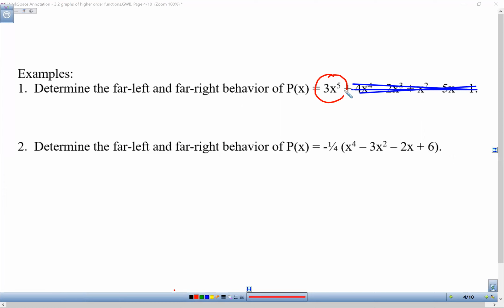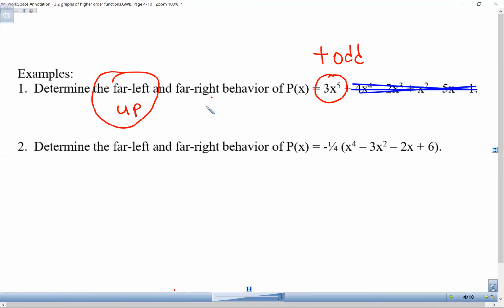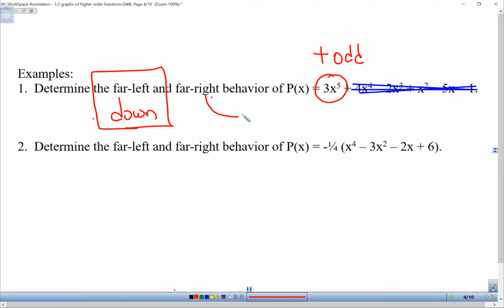So 3x to the fifth, this is positive, and the exponent is odd. So the far left is going to go up. The far right is going to go, I'm sorry, I got this all backwards. The far left is going to go down. And the far right is going to go up. So down on the left, up on the right. Sorry about that.